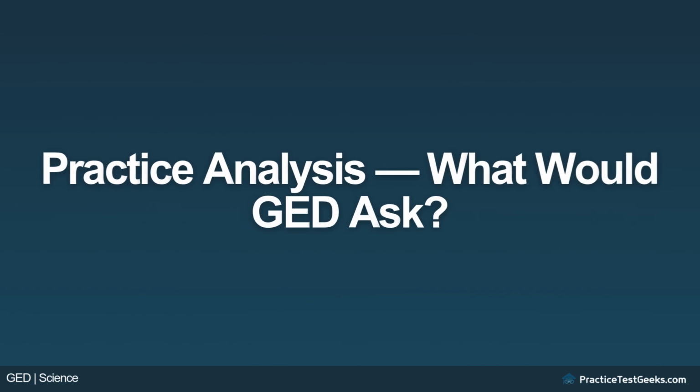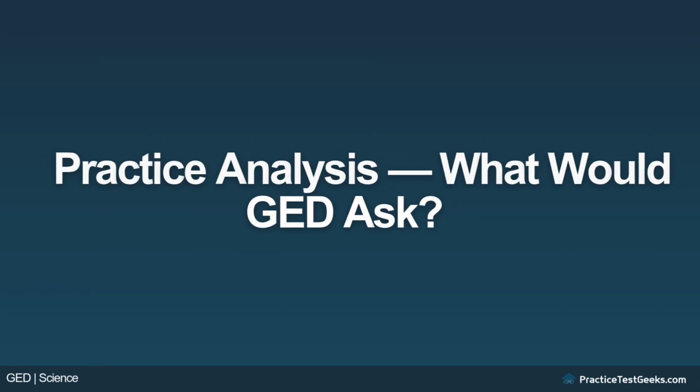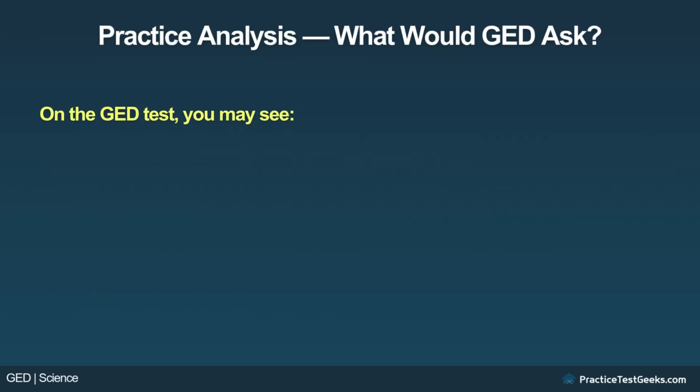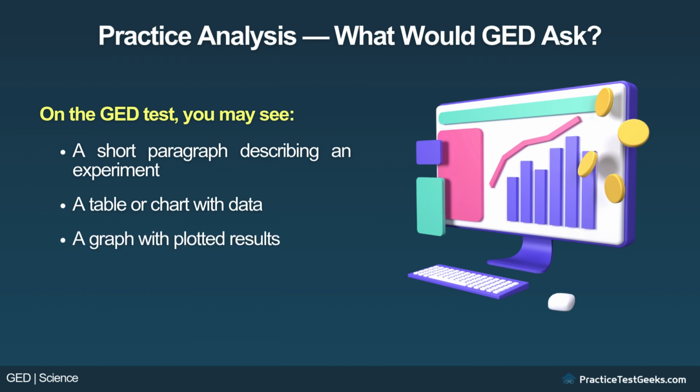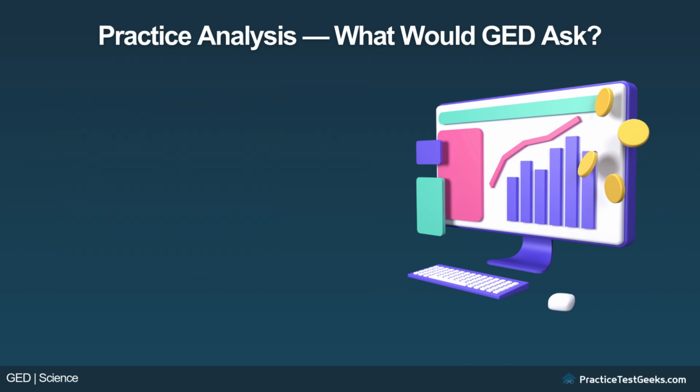Now that you understand how experiments work, let's look at the kind of questions the GED science test may include. Often, you'll be presented with a brief description of an experiment, a table, chart, or graph showing the data, and a summary or conclusion from the experiment. The test will then ask you to analyze one part of the experiment, such as identifying the variables or evaluating the conclusion. Let's try a sample question.